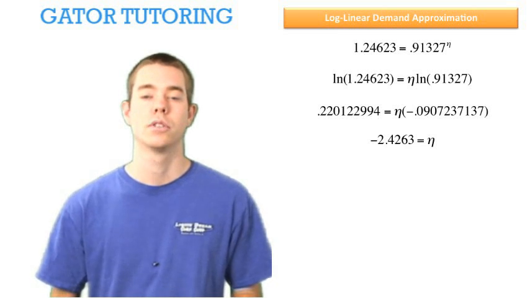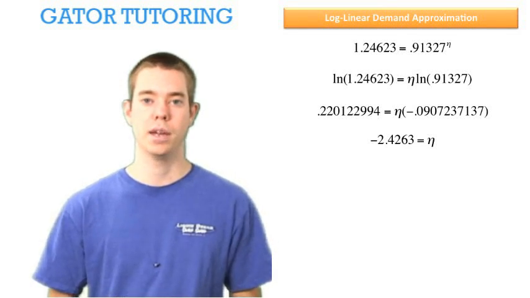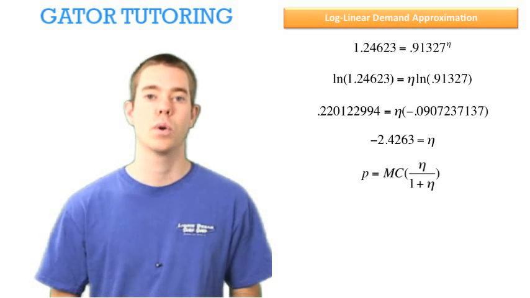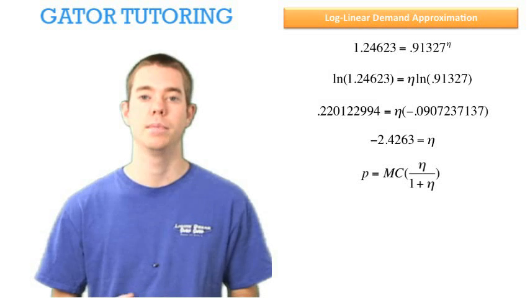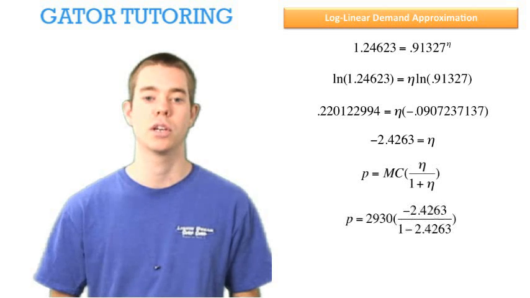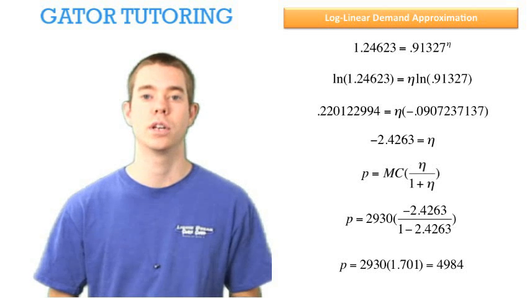2.4263. So remember, we were given log linear demand, which means we can find the optimal price by using the equation marginal cost times the elasticity of demand over 1 plus the elasticity of demand. We're given marginal cost in the question, so now we can just plug in all of our components, and we can solve for our optimal price to be $4,984.